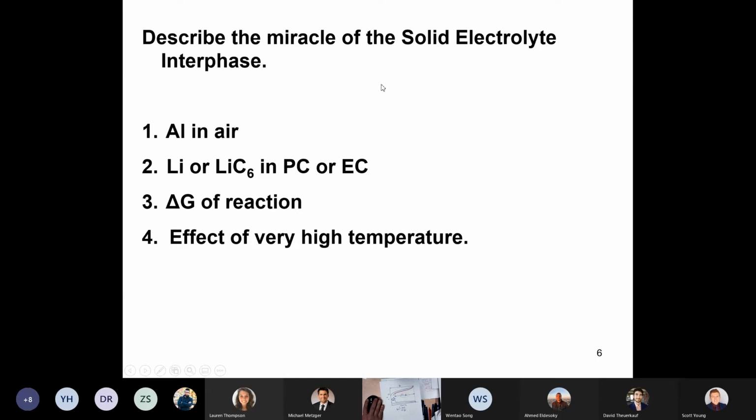So it's really a miracle that this solid electrolyte interface forms and that lithium can transport through it, because lithium atoms are in the reaction product, so it's like a solid electrolyte. So, any questions about that little story?